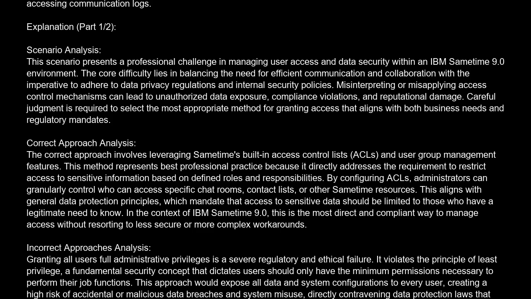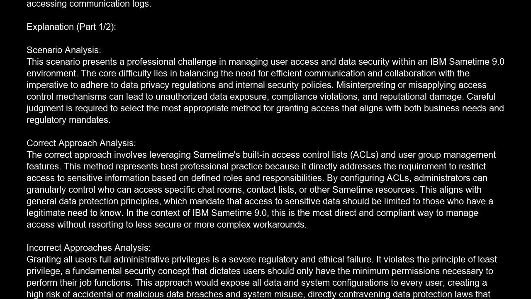Explanation. Scenario analysis. This scenario presents a professional challenge in managing user access and data security within an IBM Sametime 9.0 environment. The core difficulty lies in balancing the need for efficient communication and collaboration with the imperative to adhere to data privacy regulations and internal security policies. Misinterpreting or misapplying access control mechanisms can lead to unauthorized data exposure, compliance violations, and reputational damage. Careful judgment is required to select the most appropriate method for granting access that aligns with both business needs and regulatory mandates.